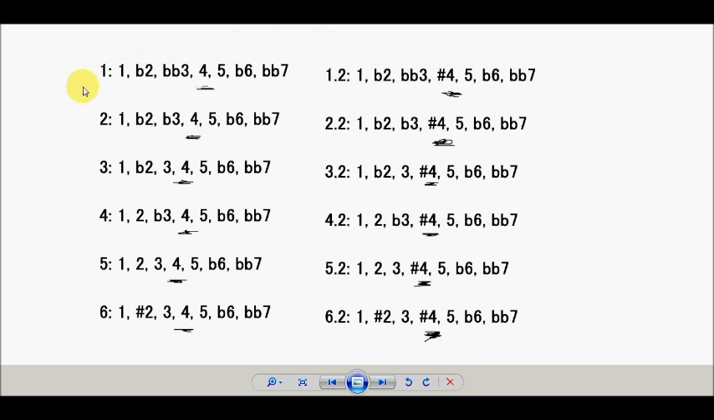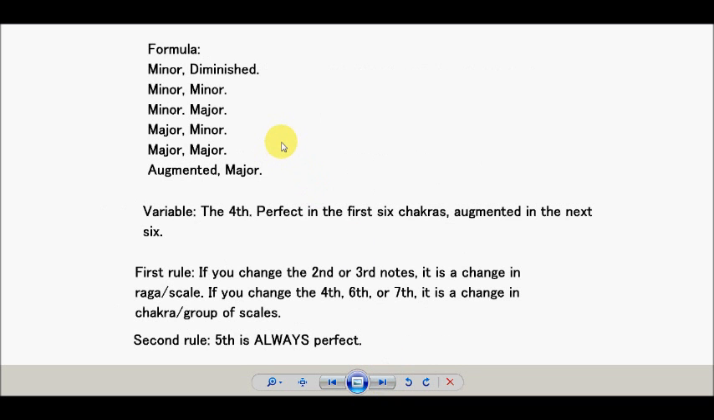Other than that one variable, they are exactly the same. They follow the same formulas as I've described for the same reasons. It's just that in the first 6 chakras, it's a perfect 4th, and then in the last 6 chakras, it's an augmented 4th. Now, to review the rules, you can write this down if you want.